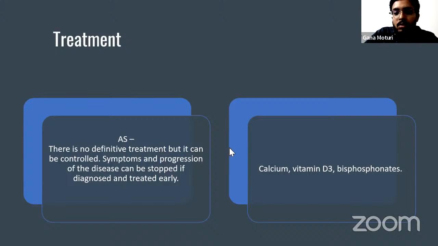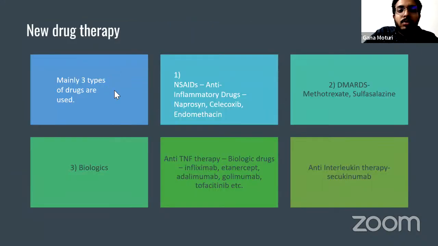We'll give calcium supplementation and vitamin D supplementation for the arthritis part. Mainly three types of drugs are used for treatment. One is NSAIDs, which are anti-inflammatory drugs. The examples of NSAIDs are naproxen, celecoxib, and indomethacin. And the other are disease-modifying anti-rheumatic drugs, which are methotrexate and sulfasalazine.